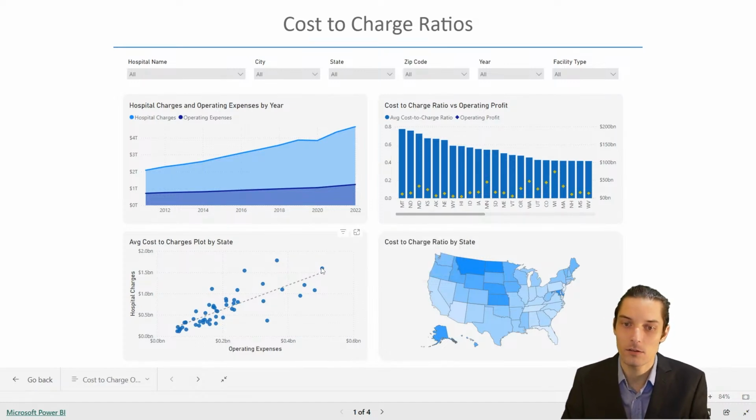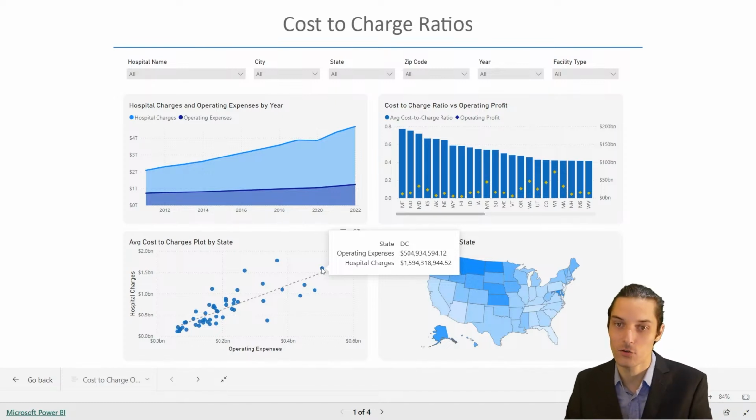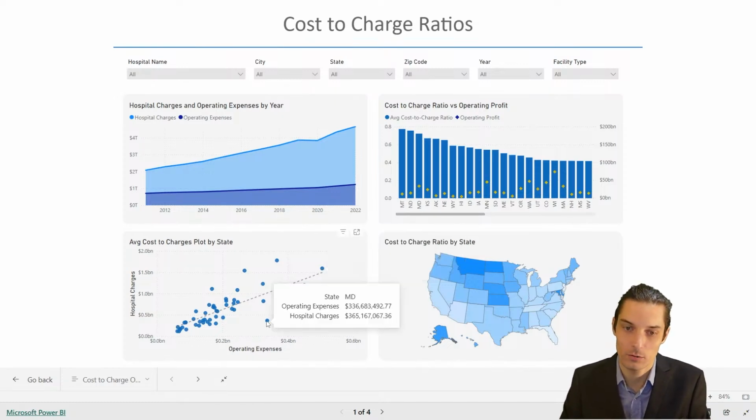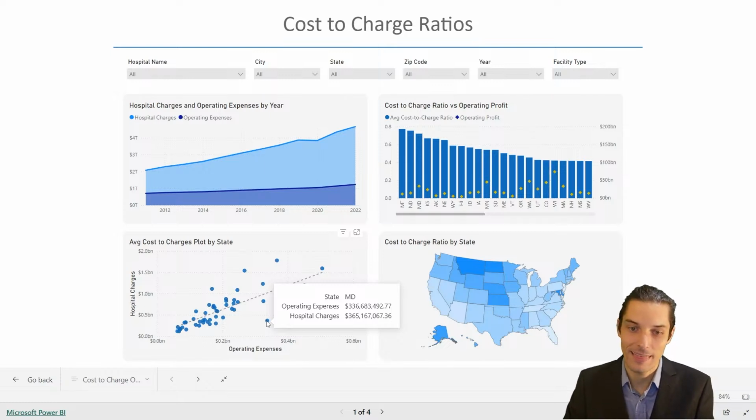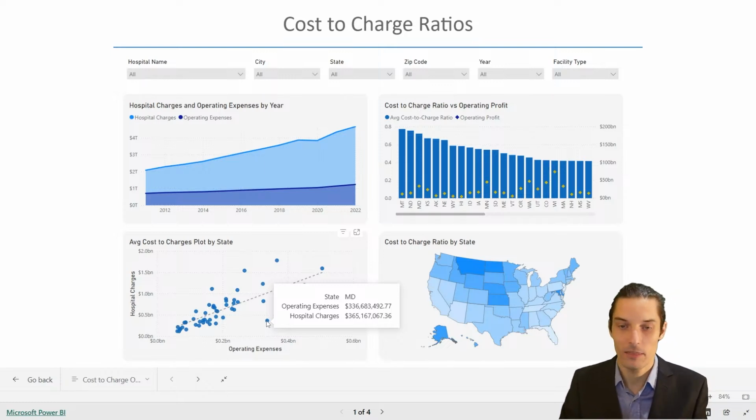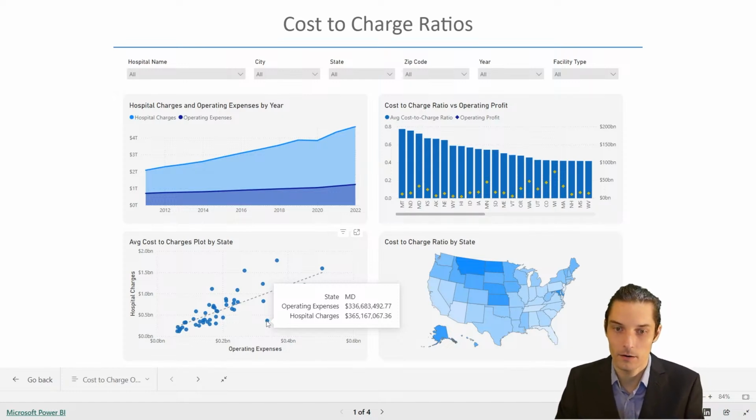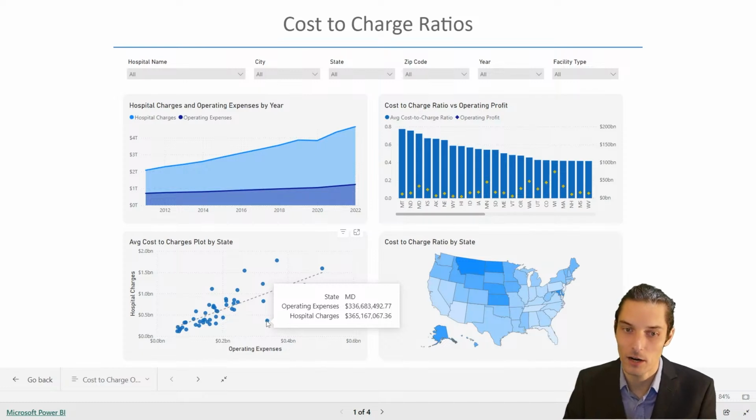Also, Washington, D.C. charges a lot, but also has high expenses, and so it is also high, but within that trend of your cost to charge ratio. Down below here you have a state like Maryland, to where they have high operating expenses but lower charges, and so your cost to charge ratio would be different in that sense, meaning that they don't charge a lot and their operating expenses are higher, and so they essentially are more in line to what they're charging. And so if any hospital system in Maryland would give you a charge, then it's more likely to be what their expenses are.